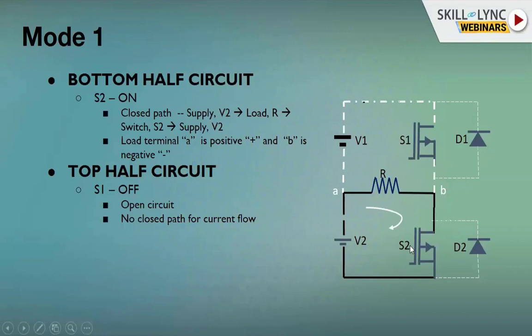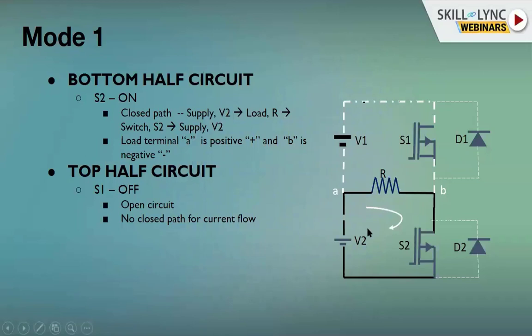So when the pulse is given to S2, there will be a closed path formed. So what is the closed path? It is formed through the supply voltage V2, the load R, and then through the switch S2. So this is the closed circuit which is formed, and the current flows through it. If you look over here, there is something marked as A and B. The two extreme ends of the load are marked as A and B.